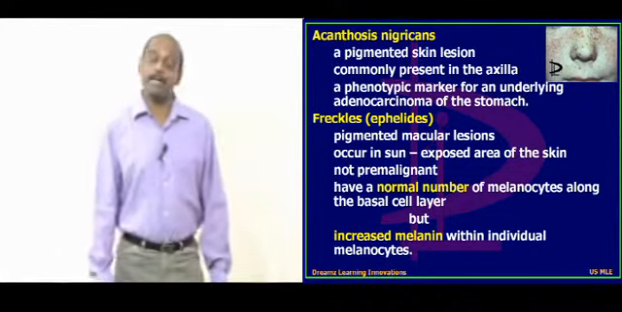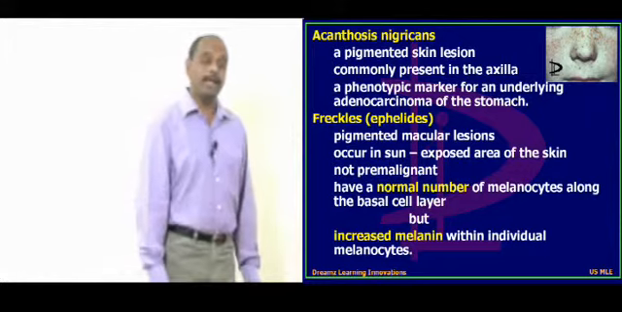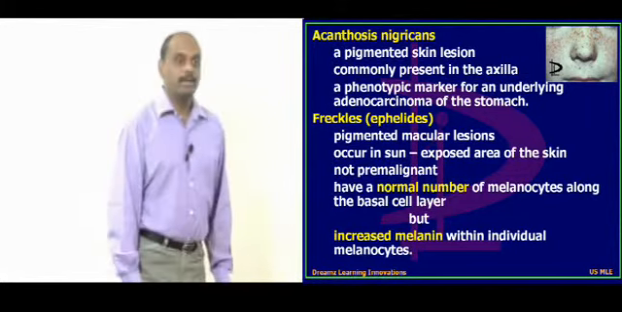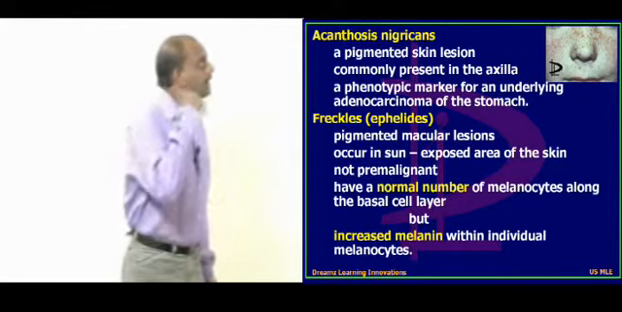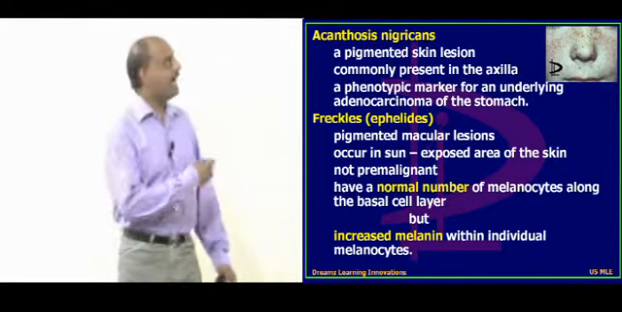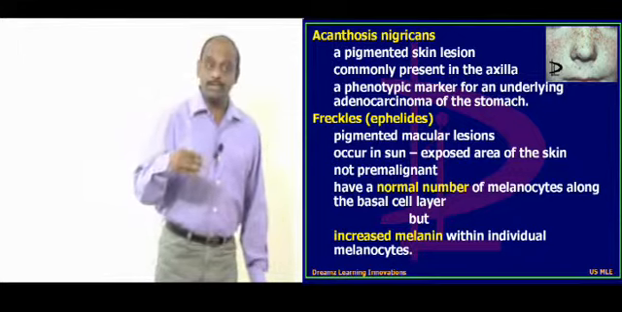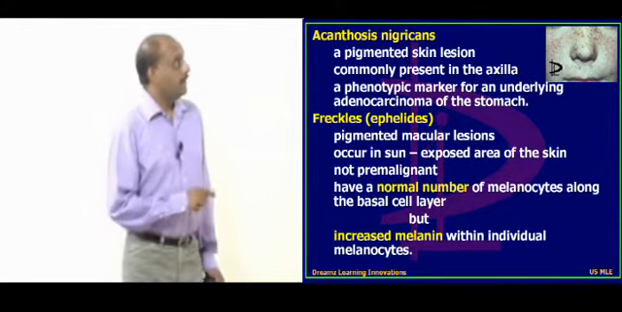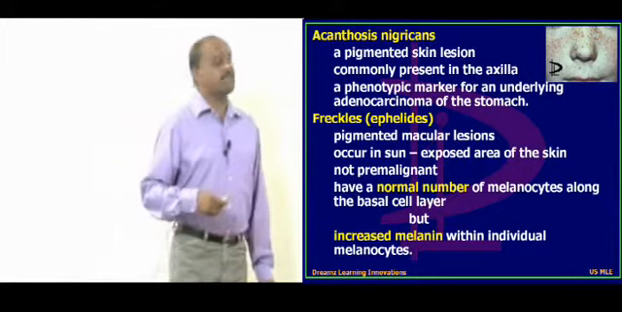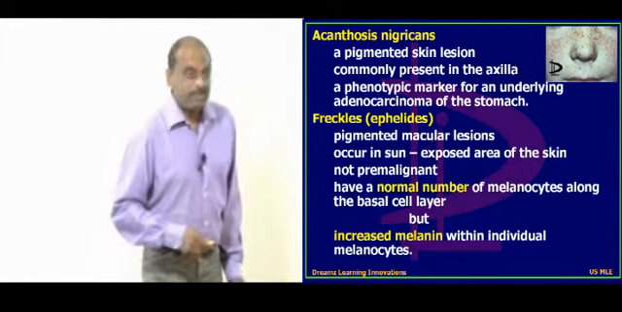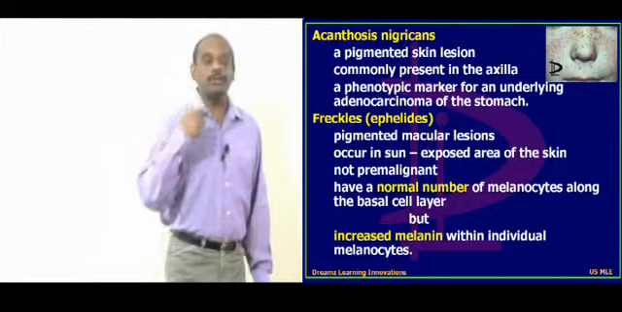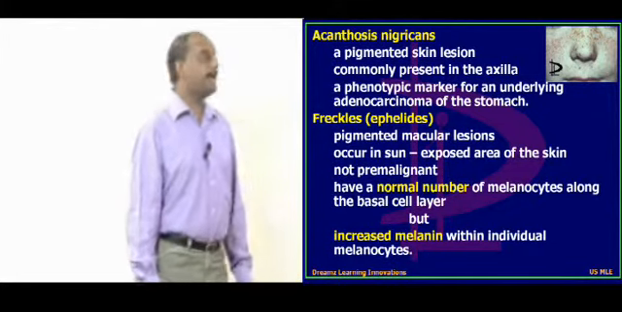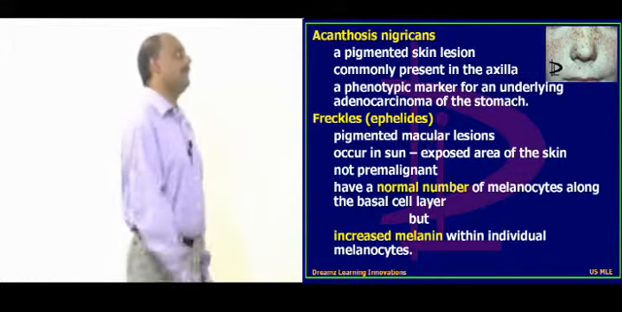A very important condition, another important cutaneous marker to say that there is something which is an internal malignancy in the body of the patient. A pigmented skin lesion, typically in the axillae, in the neck folds, is the acanthosis nigricans. If there is any underlying adenocarcinoma of the stomach, you need to check for. Similarly, diabetic individuals also can develop this kind of acanthosis nigricans. It can also be an indicator of a benignity also, but you need to be very careful.